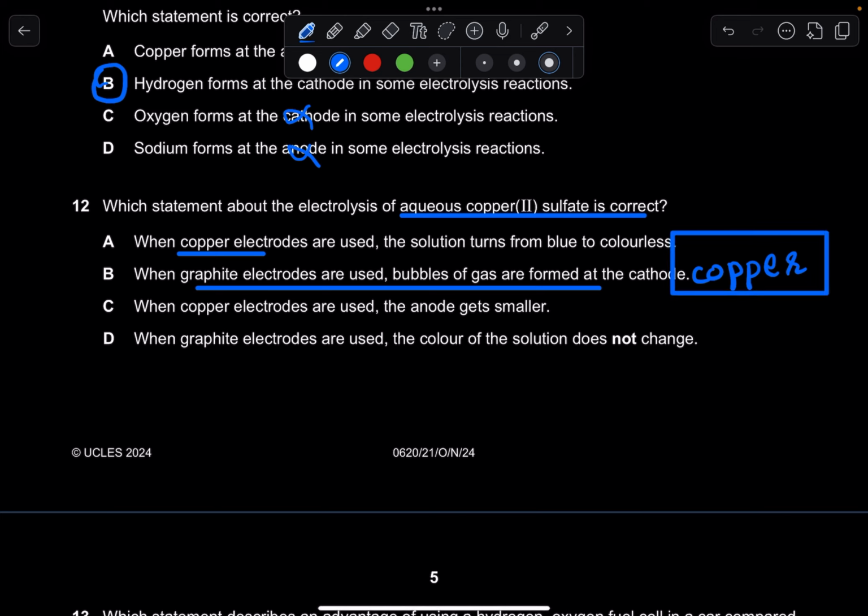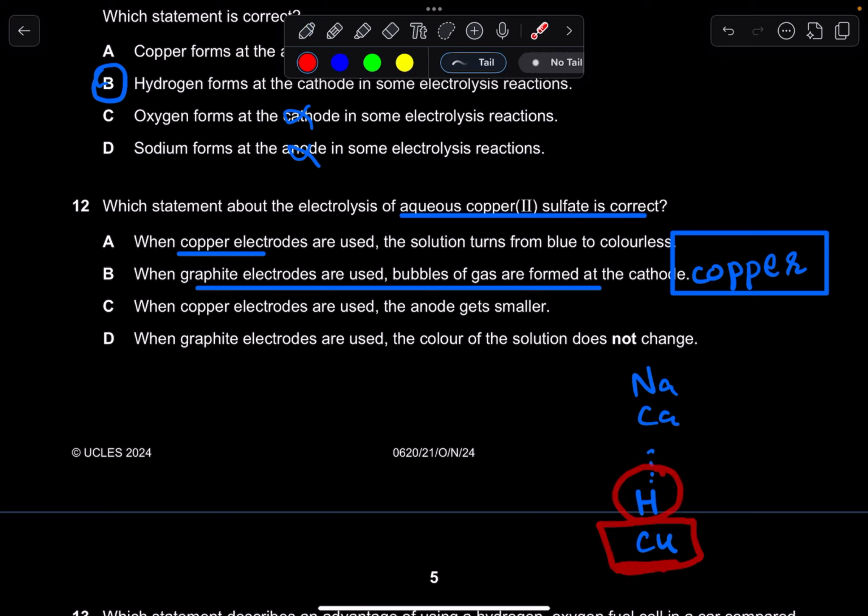In the reactivity series, you know Na, sodium, calcium, and then the reactivity series continues. Then there's hydrogen and then there's copper. So hydrogen is above copper. And since copper is below, the more below you are in the reactivity series, the more chances you have of getting discharged. So copper is going to get discharged and no bubbles are going to be seen.